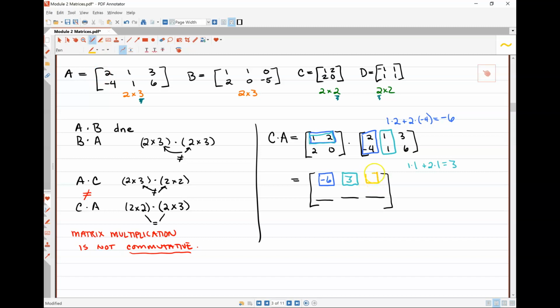For this entry, I'm in the first row again, but I'm in the third column. So I'll take the third column, and I'm going to just pretend those two things are vectors and compute their dot product. Right? So this will be 1 times 3 plus 2 times 6. So that's 3 plus 12, 15.